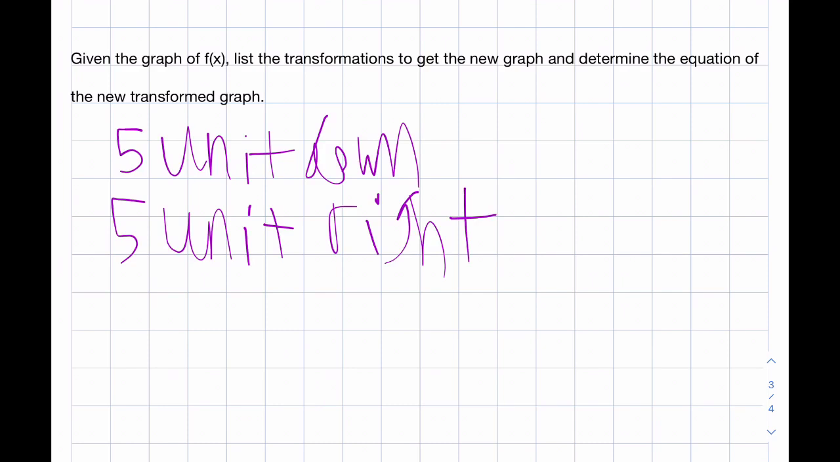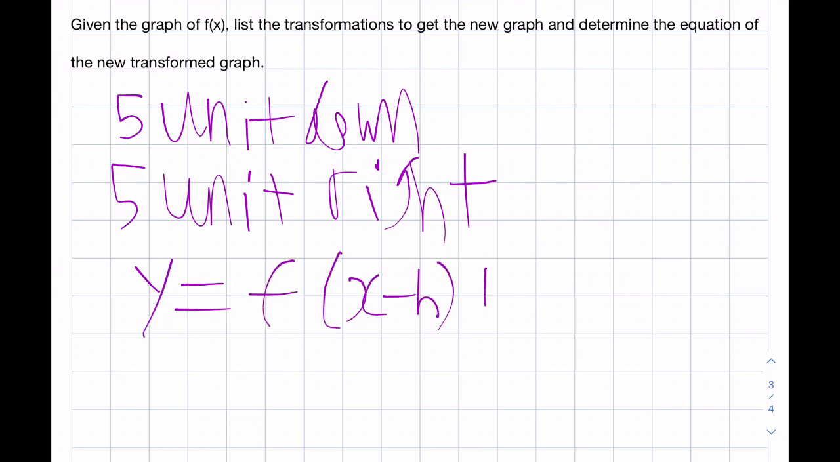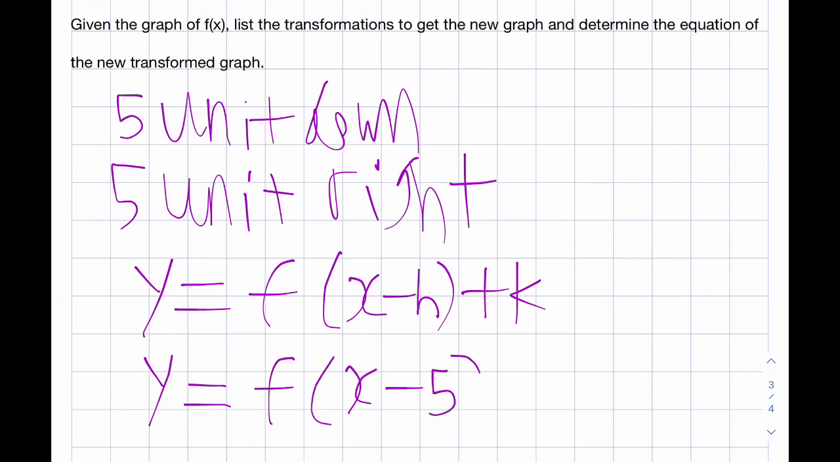Now we need to determine the equation of the new transformed graph. Let's do that. Our graph will be in the form y equals f of x minus h plus k. We went 5 units to the right, so we can write y equals f of x minus 5, because when it's minus it becomes a plus and it goes to the right. And 5 units down will also be minus 5, so our new transformed graph will be y equals f of x minus 5 minus 5.